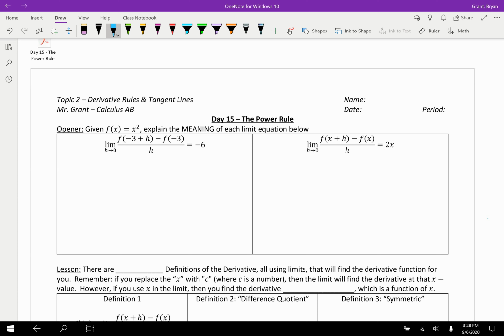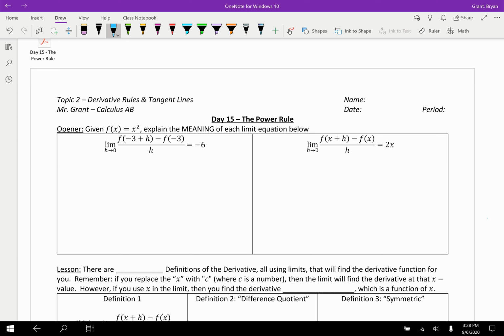Day 14 really connected limits to derivatives and said that if you use a specific type of limit called the definition of the derivative, then you can actually find the exact value of the slope or the derivative or the instantaneous rate of change at a single point of a function.